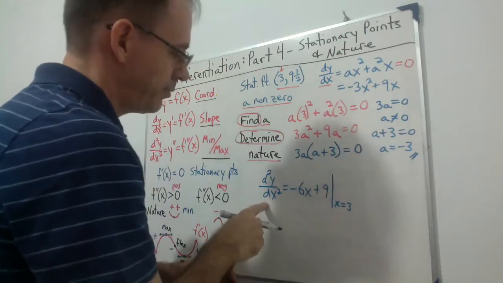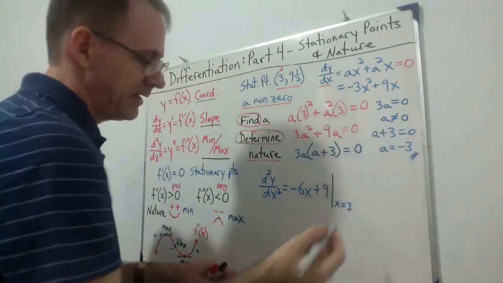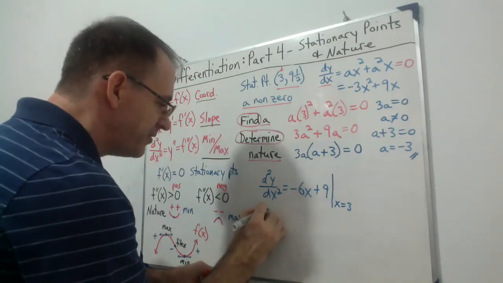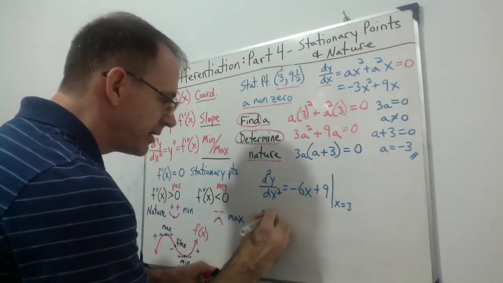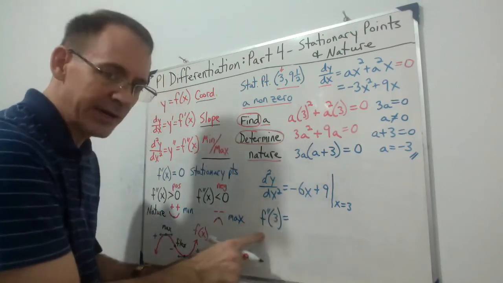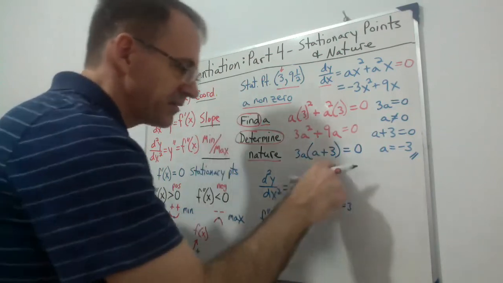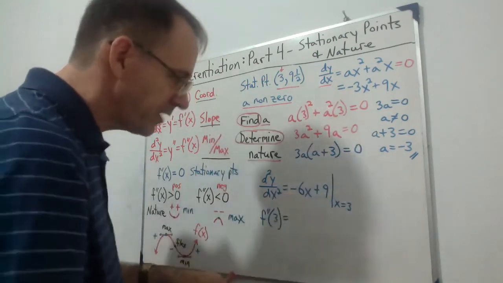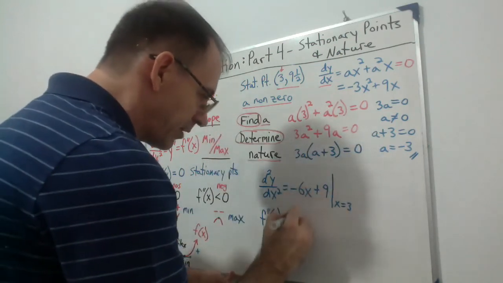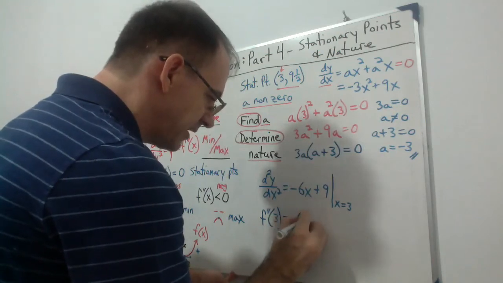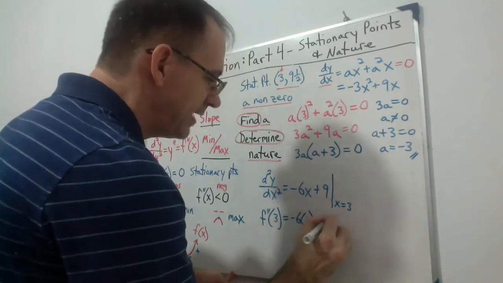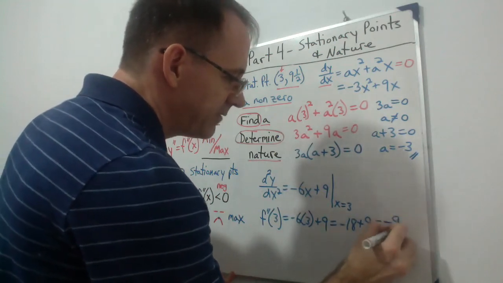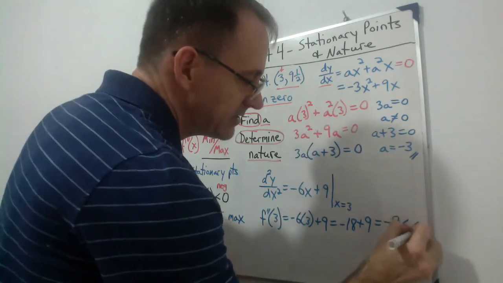So we're plugging in a 3 here. It's the same thing as if you wrote, say, f double prime of 3. So this is writing it in function notation. This just shows you're going to evaluate this with x equals 3. When you plug our 3 in here, we get negative 6 times 3 plus 9, which is negative 18 plus 9, which equals negative 9, which is less than 0.